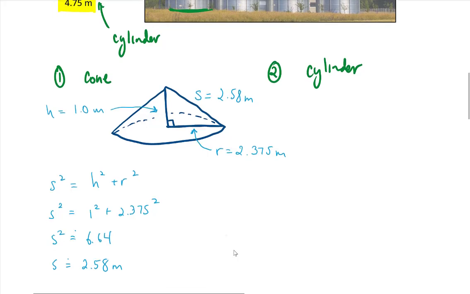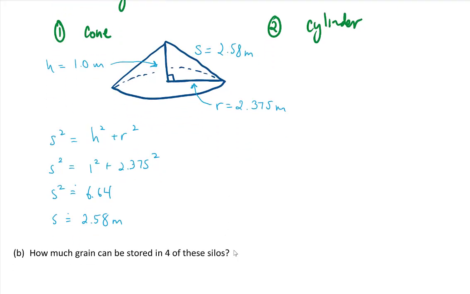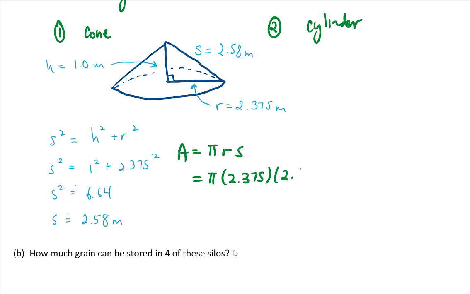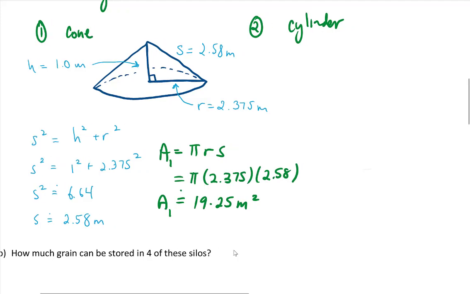And now with that information, we can find the area of that cone. The area is equal to pi r s. So that's pi times the radius of 2.375 times the slant height of 2.58, which tells us that the outer area of the cone is approximately 19.25 meters squared. So that's the area of region 1.